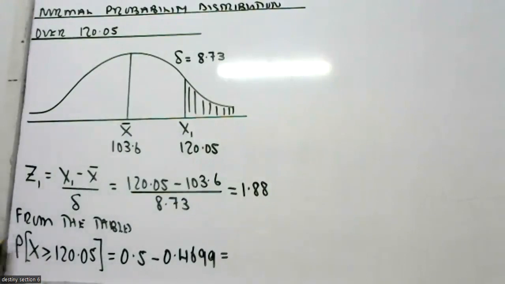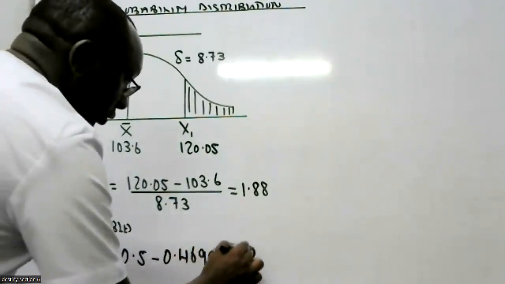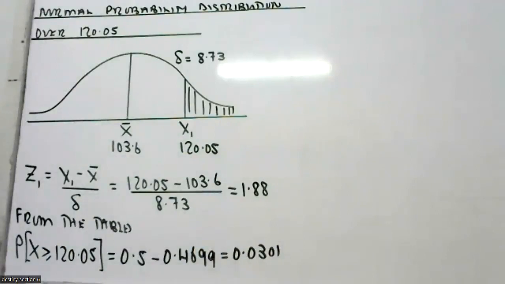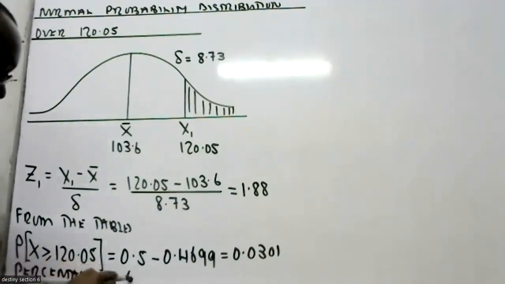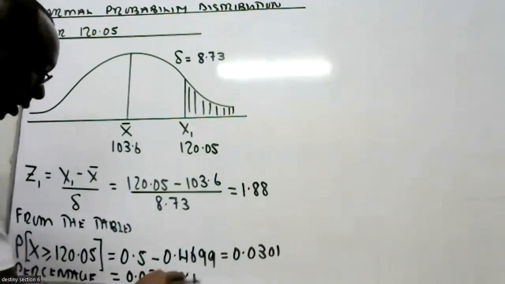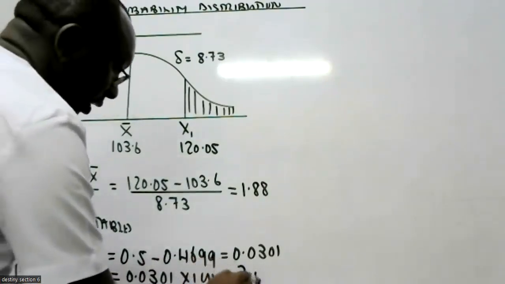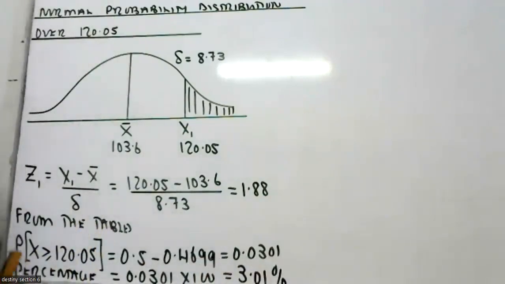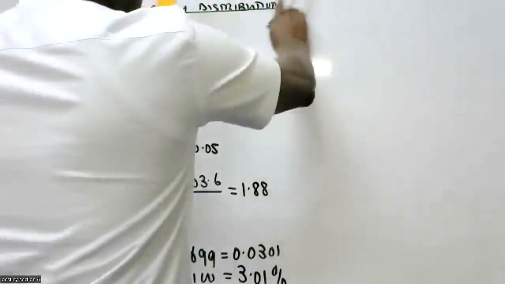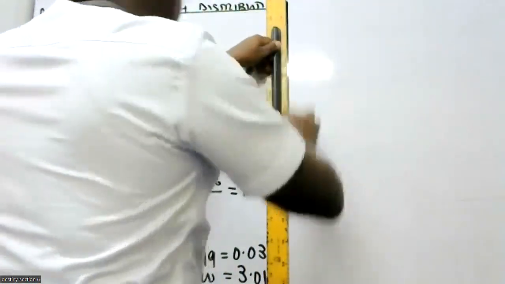0.0301. So now that they wanted the percentage, it will be 0.0301. You multiply by 100. 3.01%.